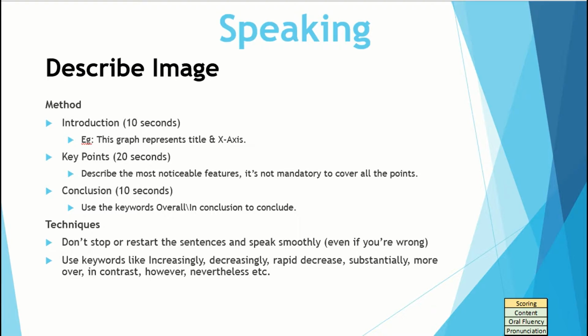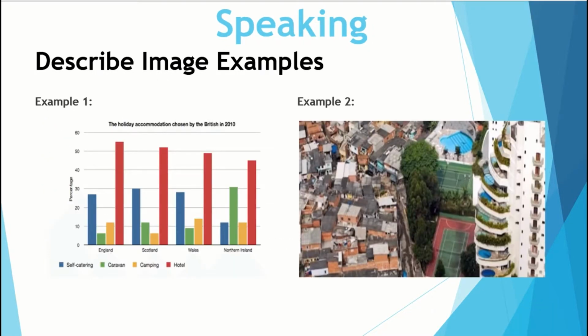You have an introduction. You will have to start with a solid introduction. This is relatively easier. You could complete it in less than about 10 seconds. Let's take an example of the previous example, the example 1. You could start off saying this graph represents the holiday accommodation chosen by British in the year 2010. The options considered here are self-catering, caravan, camping, and hotel. This covered roughly about 10 seconds.